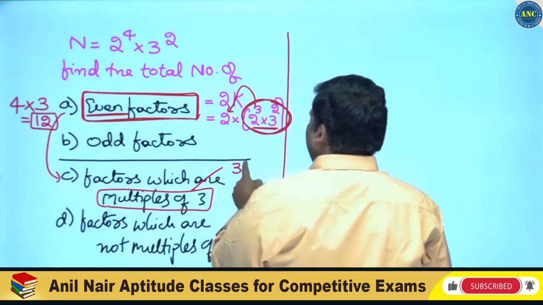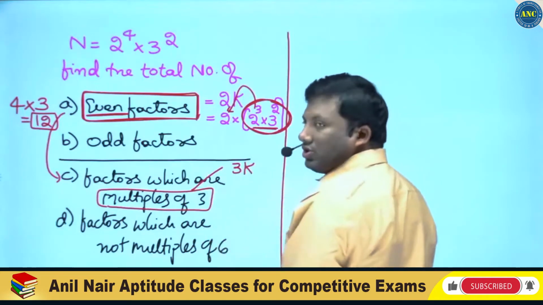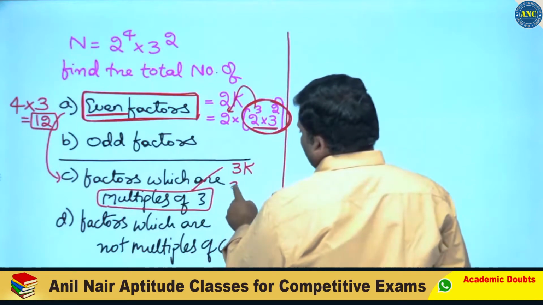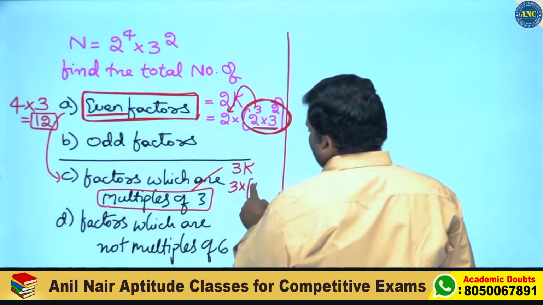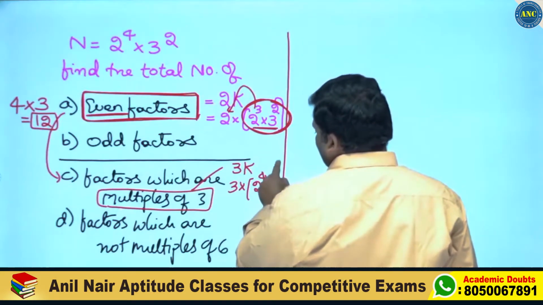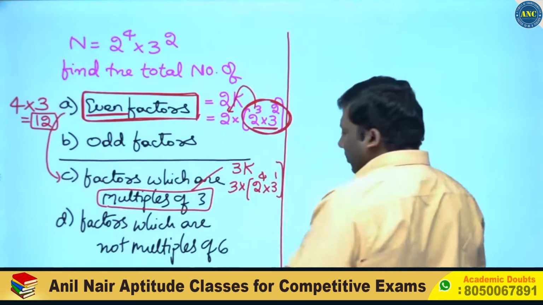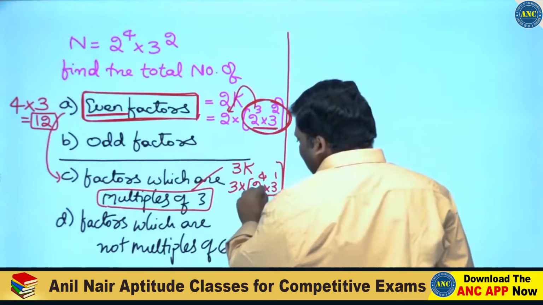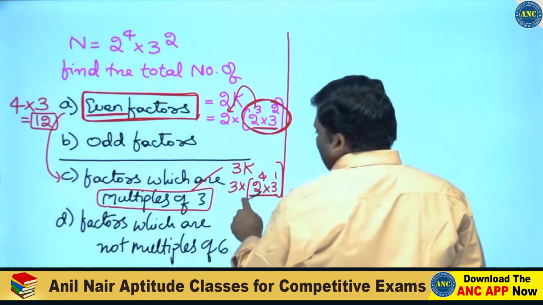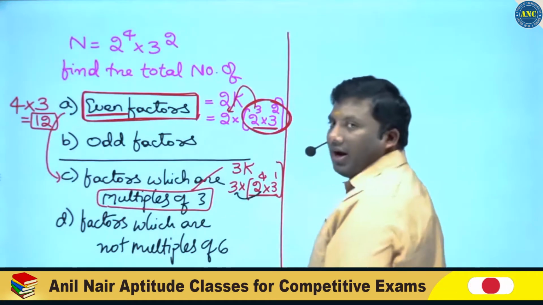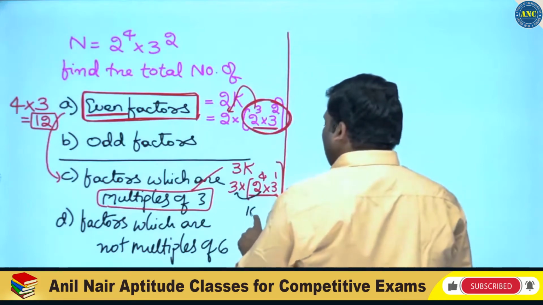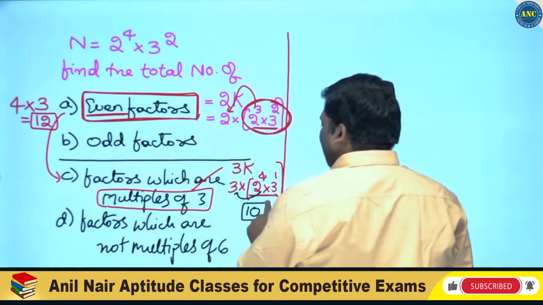Any multiple of 3 is written as 3 into something. So 3 into, remaining it is 2 power 4. 3 square, already one 3 we wrote, so what is there in the bracket? 3 power 1. These are the numbers which are getting multiplied by 3, and therefore they are factors which are multiples of 3. 5 2s are 10.